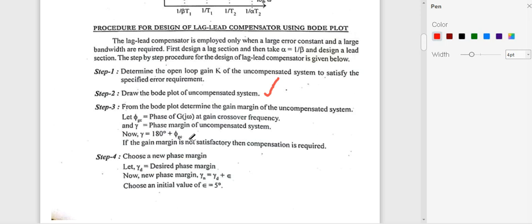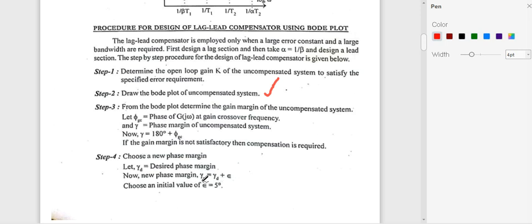We know that the lag-lead compensator is a combination of both lag and lead. So first we design a lag section and then we design a lead section. We know how to design the lag section and how to design the lead section. In the case of the lag-lead compensator, we are combining both lag and lead compensation techniques. So first we are going to design a lag section. So consider the new phase margin.